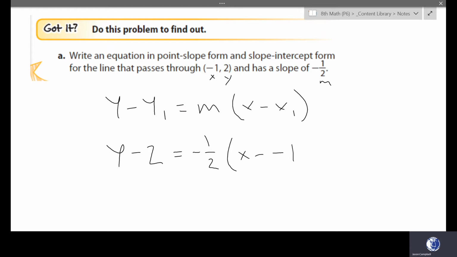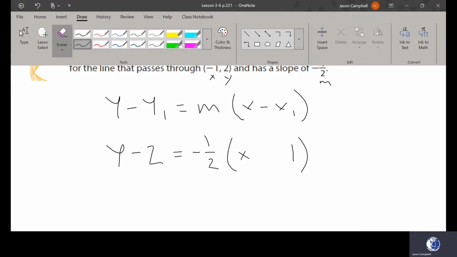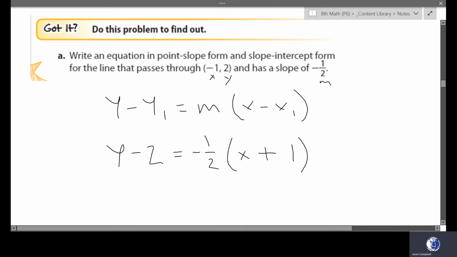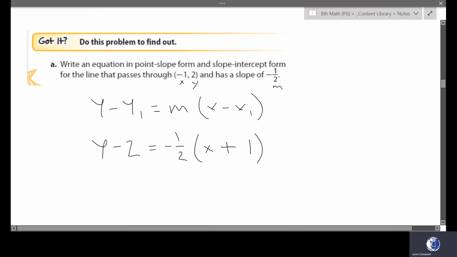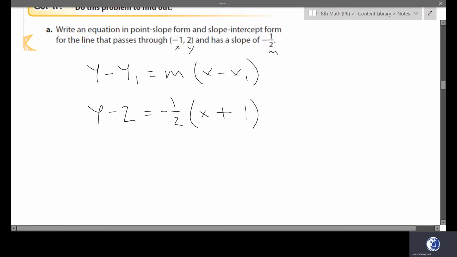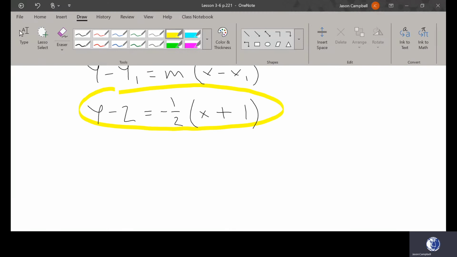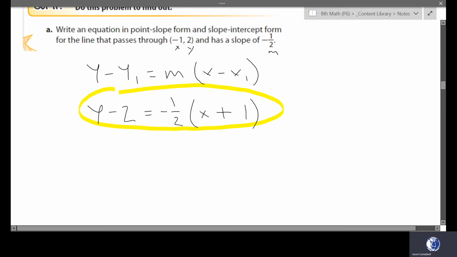Now, x1 is -1. So subtracting a -1 is kind of like adding 1. So let's do x add 1. So that's the equation in, actually, sorry, this is the equation in point-slope form. Next, we need to convert it to slope-intercept form.